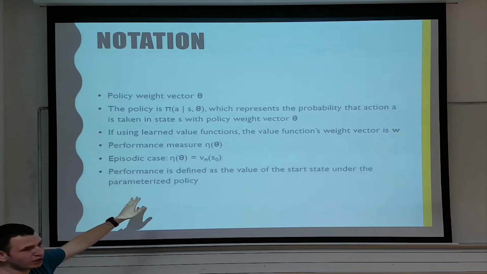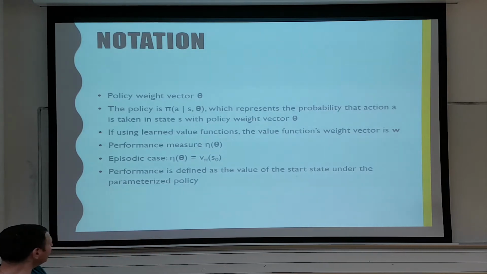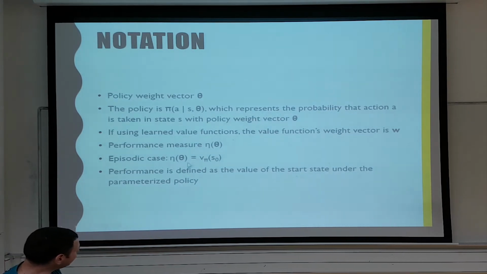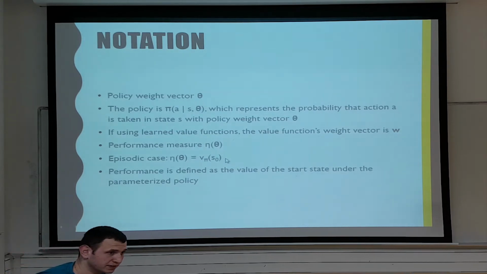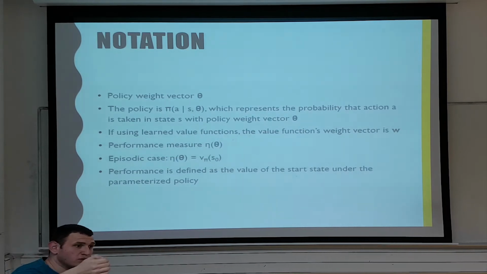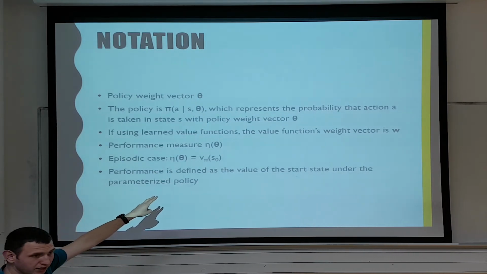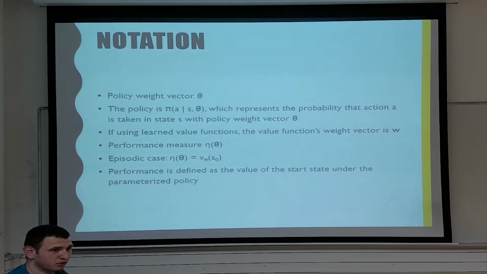So we have our episodic case. As a reminder, we have episodes, we learned about episodes. Our episodic case is eta theta, which is the value of the policy given the start state. So our performance is defined as the value of the start state under the parameterized policy. Let's talk about the algorithm. We define some initial state, and it defines our eta theta, and then we are going to optimize it.